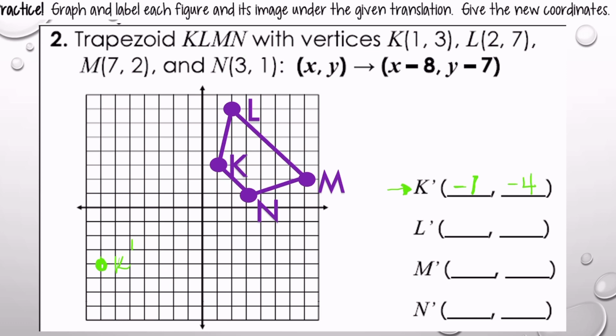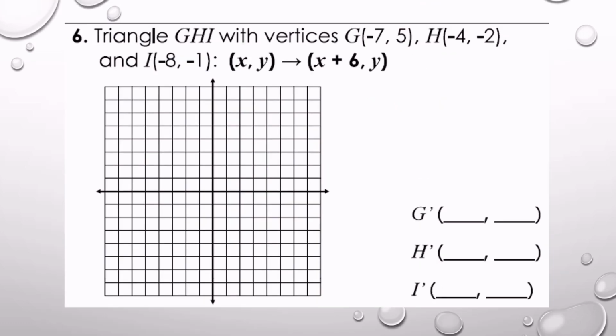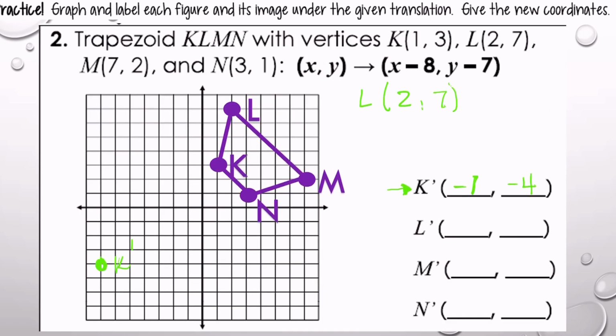Let's go do my L. My L right now is (2, 7). And you could use a calculator. Okay? So if I take my 2 and subtract 8, I get negative 6. If I take my 7 and subtract 7, I get 0.